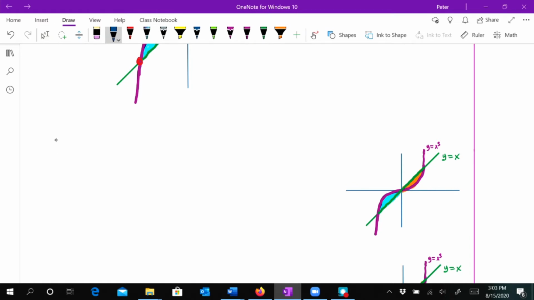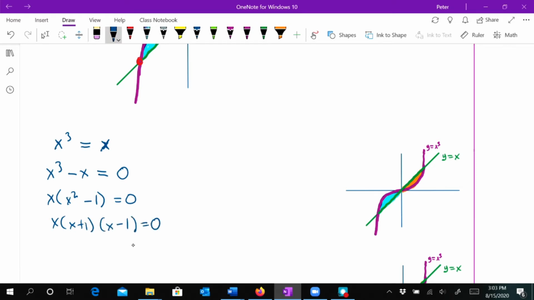So what I would do is I'd say x cubed equals x. In other words, x cubed is the purple curve, x is the green curve, and now I do a whole bunch of algebra really fast just to solve that equation to find its solutions. So what we can see is that these two curves intersect at 3 points, 0, 1, and -1.